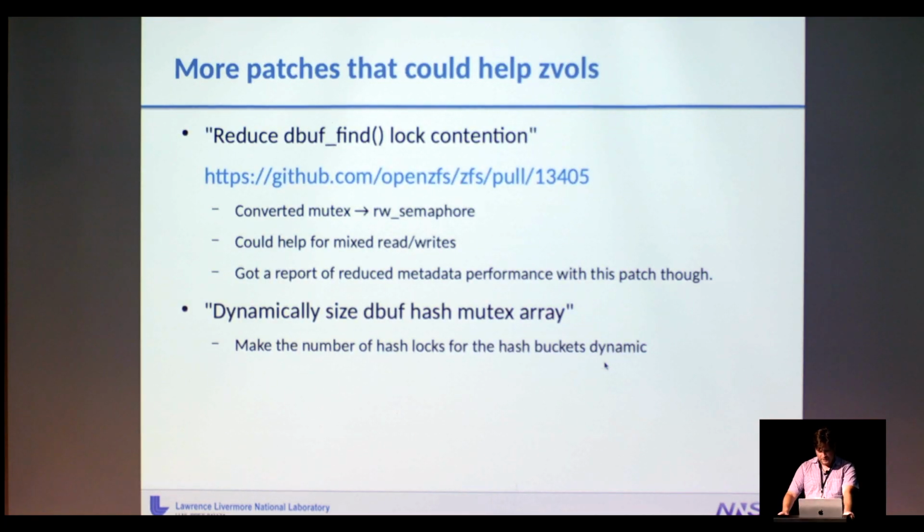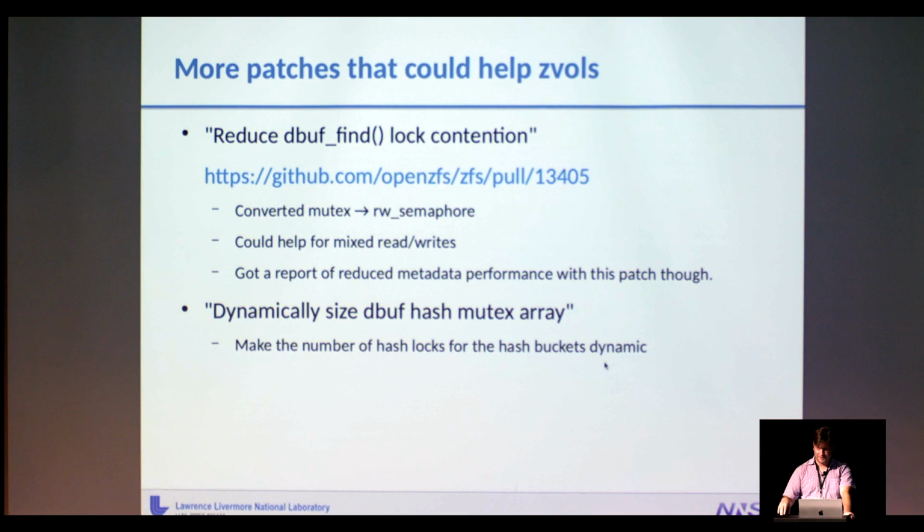Just a few other interesting commits. I want to talk about reduce dbuf find lock contention. This was something that Brian merged. And this basically converts all those dbuf locks from a mutex to a read-write semaphore. And this could potentially help if you have mixed reads and writes. Although we did get a report from one of our vendors saying, we didn't get as good of performance with this.